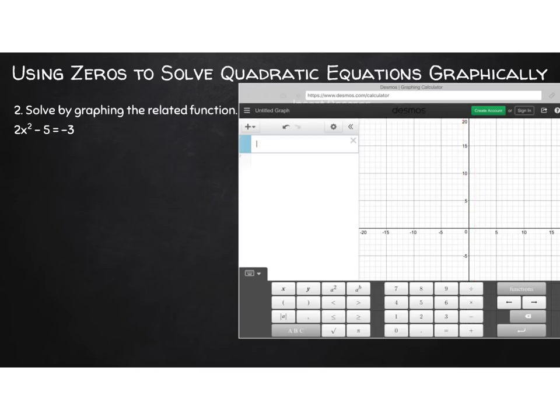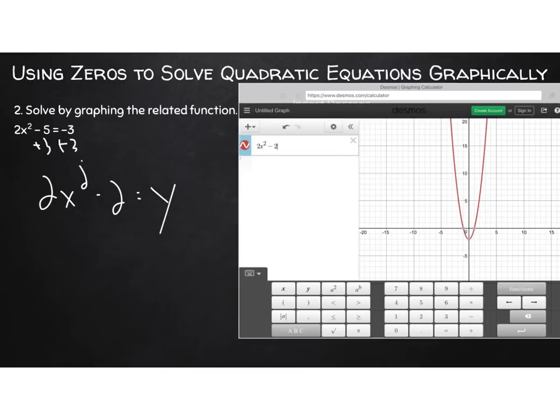Okay, so looking at our graph here, we want to solve by graphing. And so what I'm going to do here is solve by adding 3 over. And that way we get 2x squared minus 2 equals 0. But what we're going to do is put y there, so that it looks like our equation. So then we go to graph this and we get 2x squared minus 2, and then we graph that.